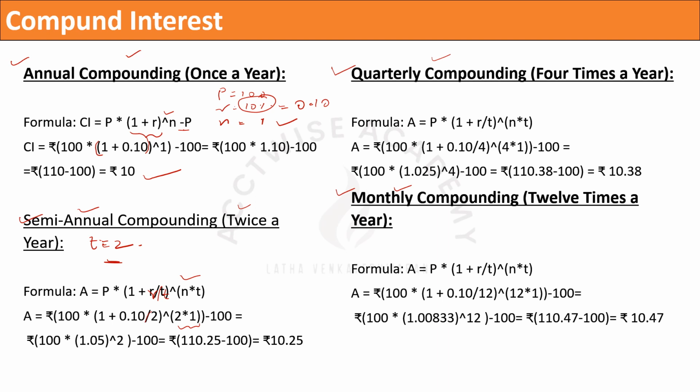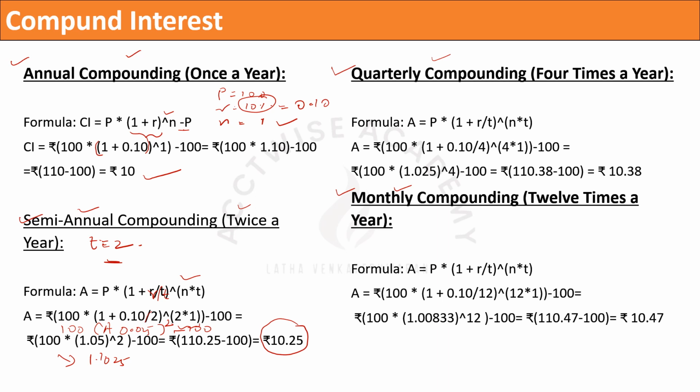So 0.1 divided by 2 is 0.05. 1 plus 0.05 is 1.05, and 2 into 1 is 2. So 100 into 1.05 to the power of 2 is 100 into 1.1025 minus 100, which is 110.25 minus 100. So our interest changes to 10.25 when it is charged twice a year.